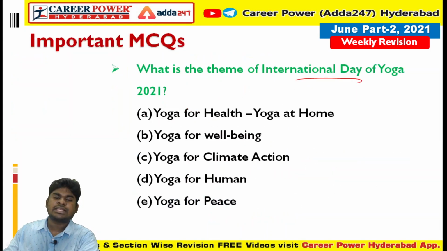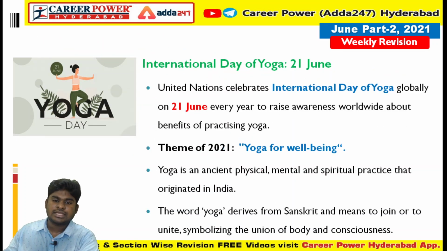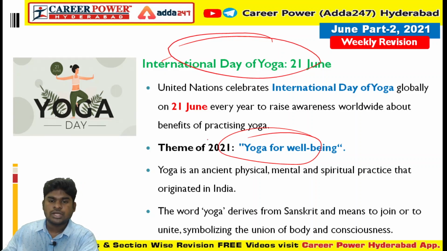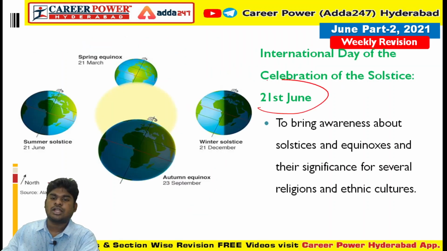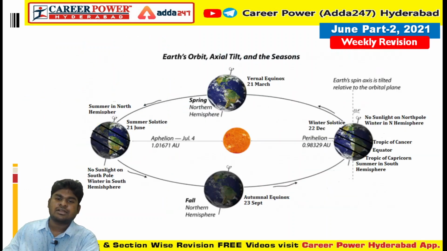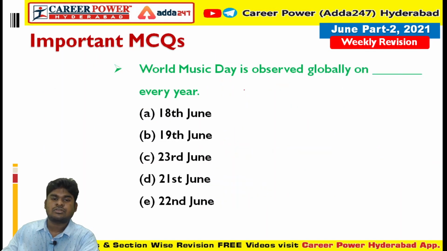Next day, what is the theme of the International Day of Yoga 2021? The theme is Yoga for Well-being. International Day of Yoga is observed on 21st June. International Day for Celebration of Solstice is observed on 21st June.